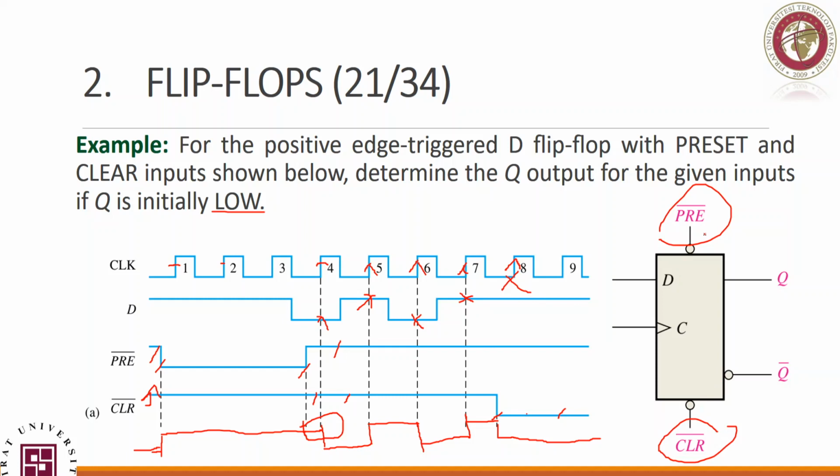Ultimately, one of them will go before the other, depending on the delay in the circuit itself or this chip. But we are not quite sure. There is no way that you can guarantee pre will be before clear or clear will be before pre. In that case, you will not be sure what will be the output. That's why we don't have both of them low at the same time.